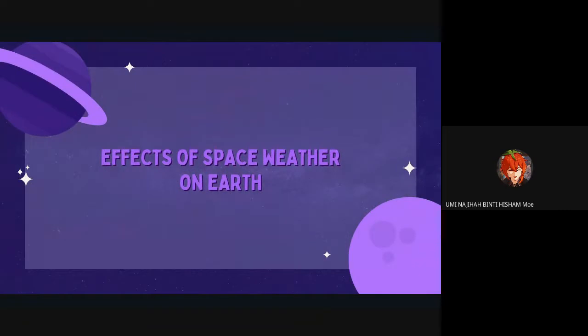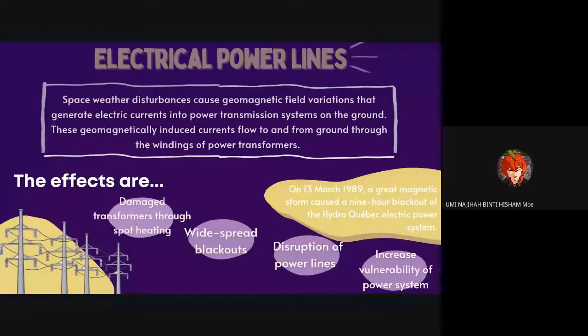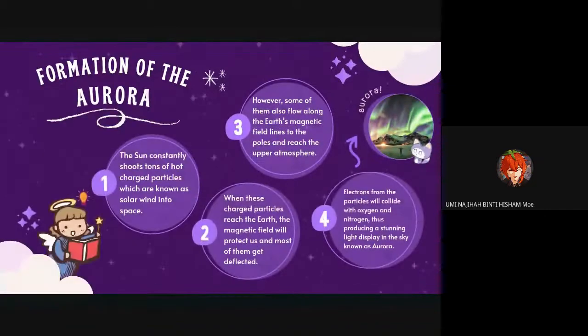Now we proceed to the effects of space weather. I'll start with the formation of aurora. So, aurora is a natural phenomenon caused by the reaction of solar wind and the Earth's atmosphere.